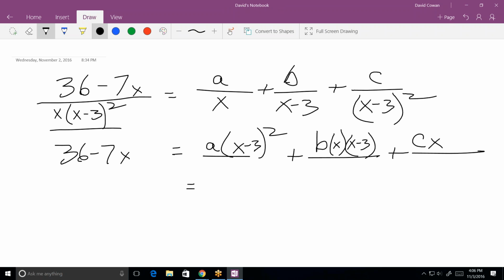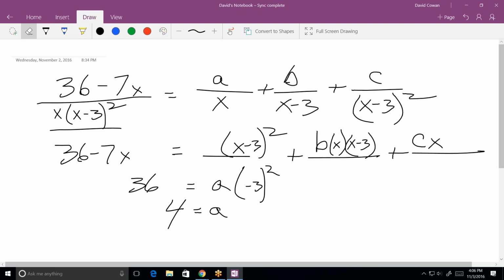I don't know if it's 0. Okay, 0 is good because it makes this term disappear and it makes this term disappear. So you end up with a times negative 3 squared equals 36 minus 7 times 0, which is 9a equals 36. So a equals 4. Now we can go back up and write it in. We've solved for a.